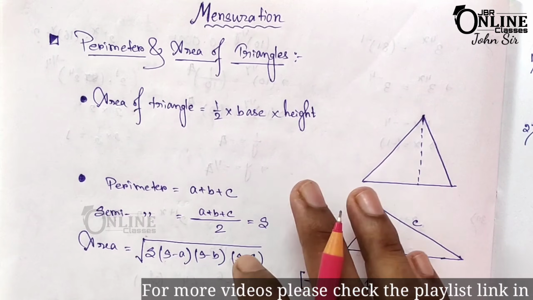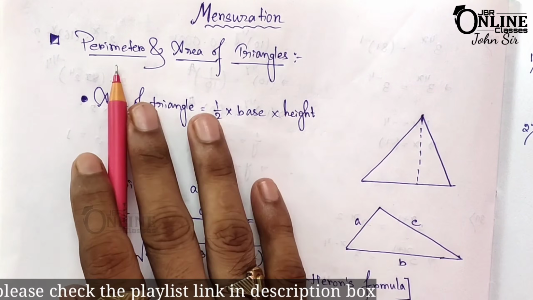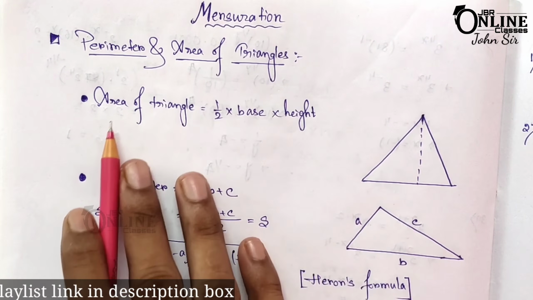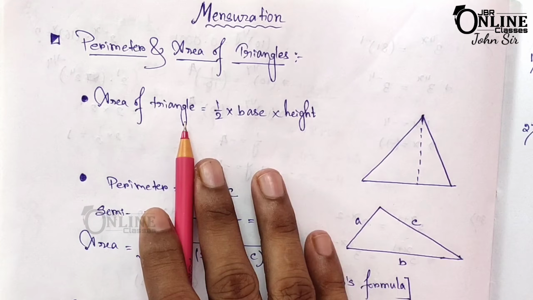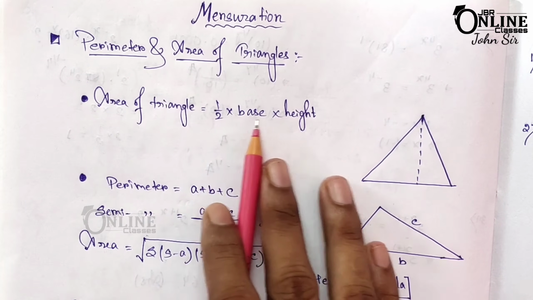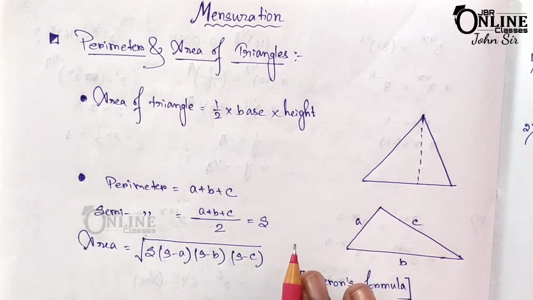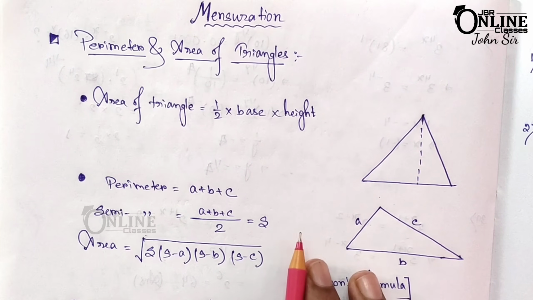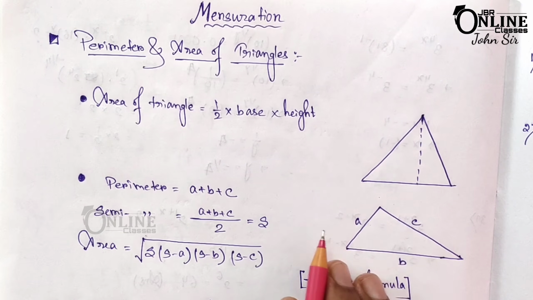So before I solve the exercise problems, first you have to know some formulas. So here the perimeter and the area of the triangle. Here the general formula to find out the area of the triangle is half into base into height, if you know the height of a triangle. Now you have a scalene triangle. Scalene triangle means all the sides have different values.